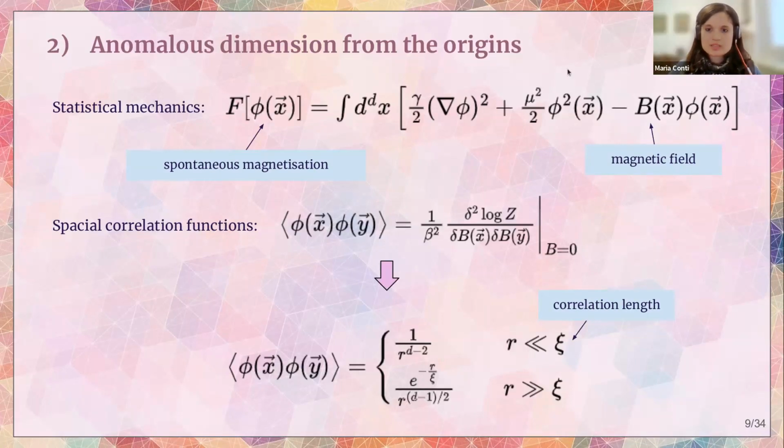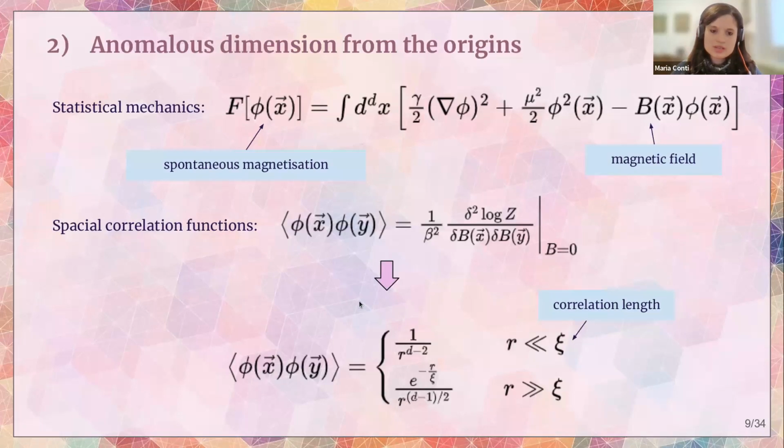So I want you to take a look at this very simple model. As you can see, you have a free energy. It is a free energy because we're in the world of statistical mechanics, but it's just an action. And this field phi is a spontaneous magnetization. And of course, this spontaneous magnetization is coupled to a source, which is the magnetic field. So very simple model.